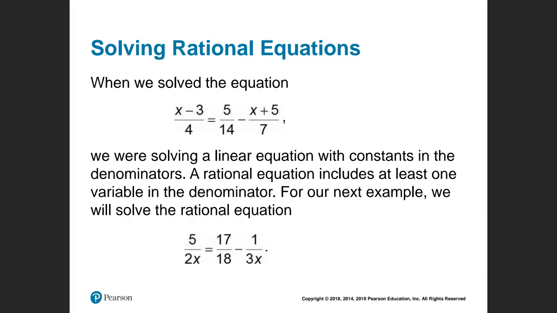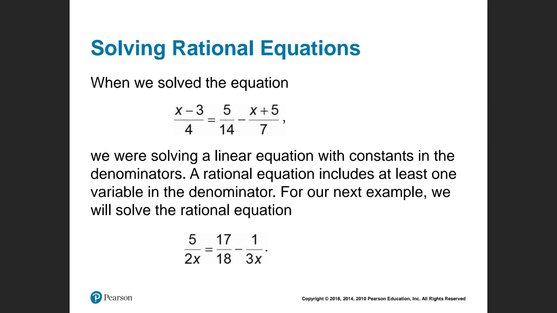Now, when we solved the equation x minus 3 over 4 equals 5 over 14 minus x plus 5 over 7, we were solving a linear equation with constants in the denominator. Now look again. A rational equation includes at least one variable in the denominator. There is another example where they put a variable.